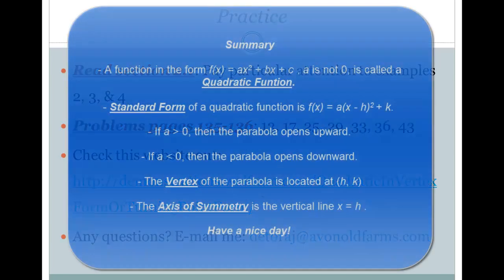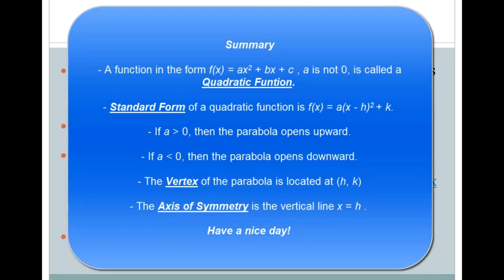So to summarize, we looked at quadratic functions. We looked at the standard form of quadratic functions. We talked about the vertex. We talked about the line of symmetry. And we worked on completing the square to write a quadratic function in standard form. All right?